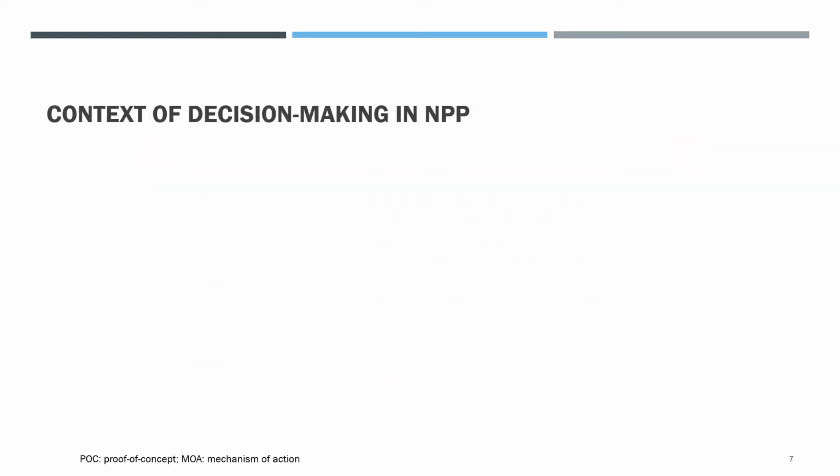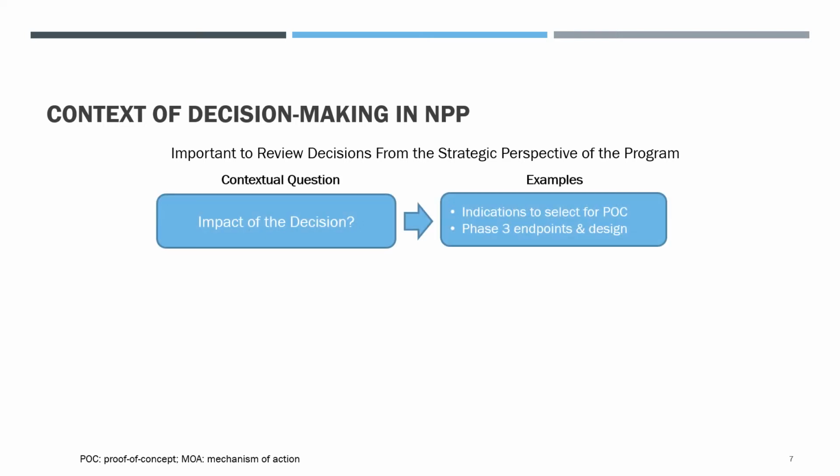As we think about decision-making in new product planning, it can be helpful to think about the context of the decisions. A good place to start is the strategic perspective of the program. I have listed some common contextual strategy questions and examples here for your consideration.